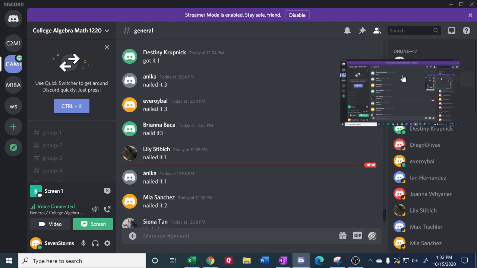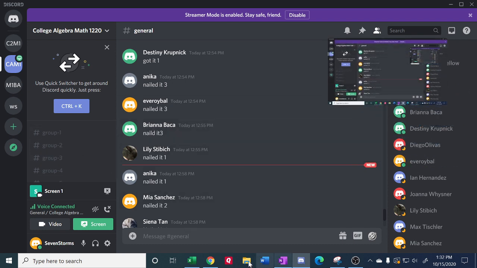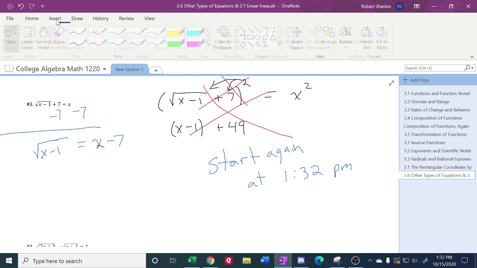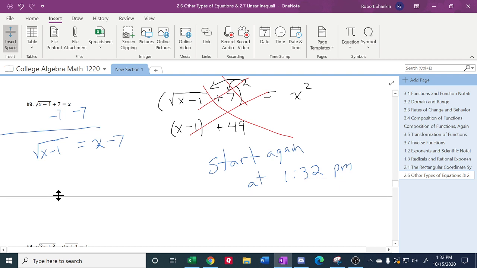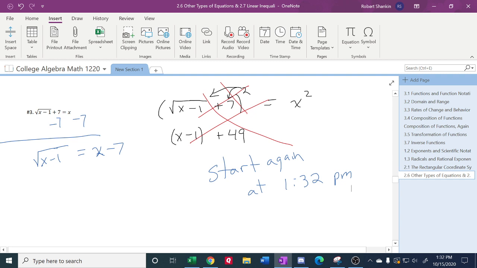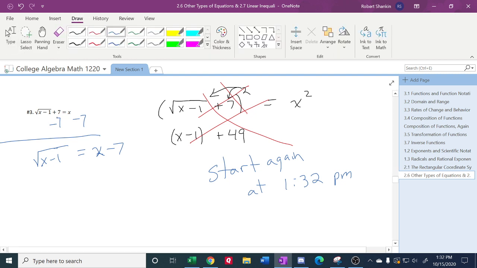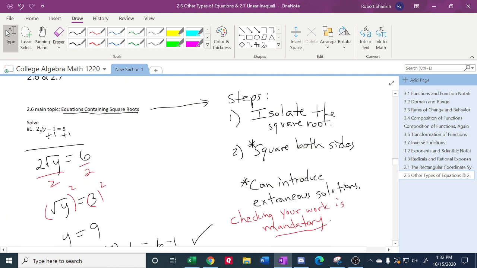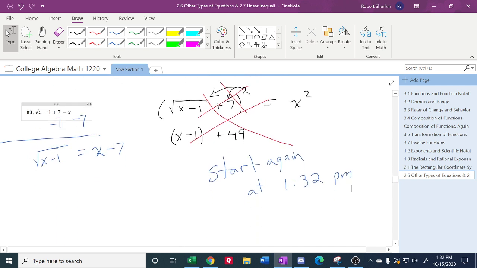Okay, we shall start up again, and so we need to work this out. We've done the first part. Step 1 was isolate the square root. We've got to isolate it. Square root's alone on the left-hand side. Step 2, square both sides.